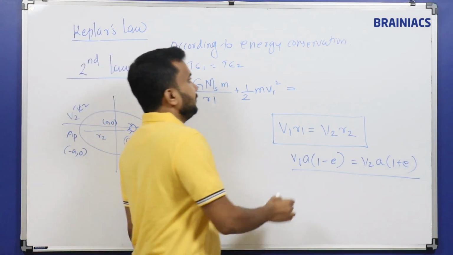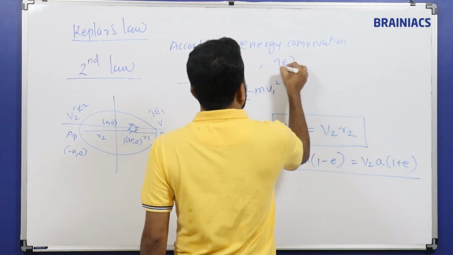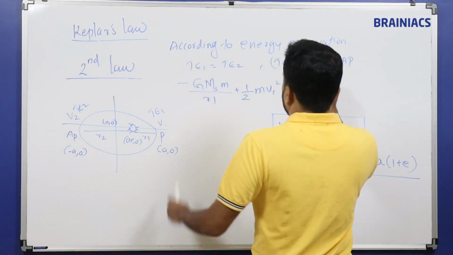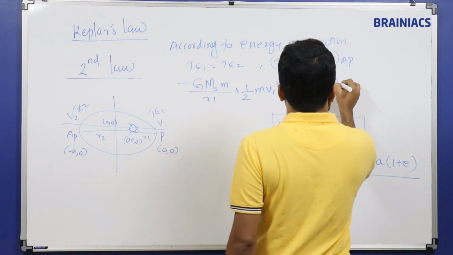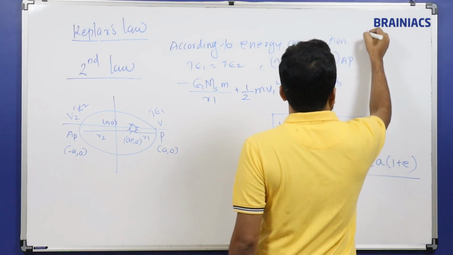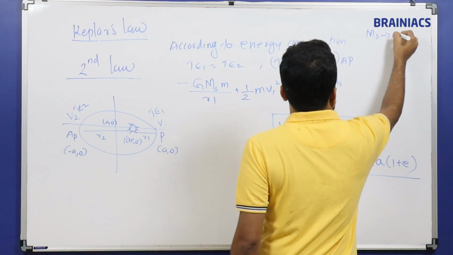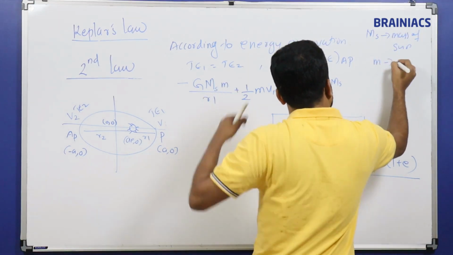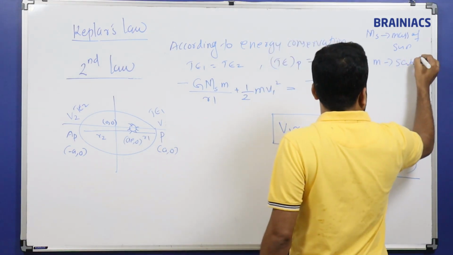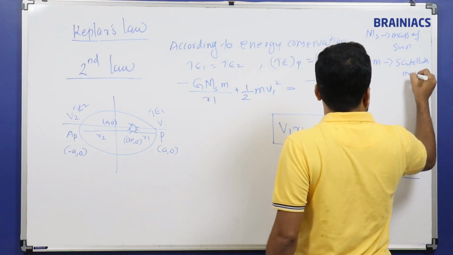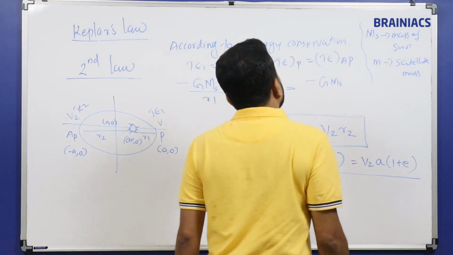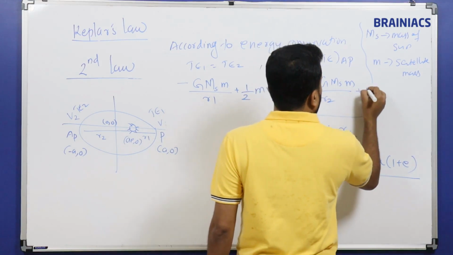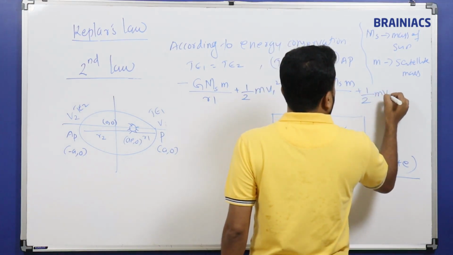So what is the energy at aphelion? Total energy at perihelion is equal to total energy at aphelion. So what is the total energy? Minus G Ms, where Ms means mass of the sun and m is mass of the satellite. Do not confuse these two things. So minus G Ms m divided by R2 plus half m V2 squared.